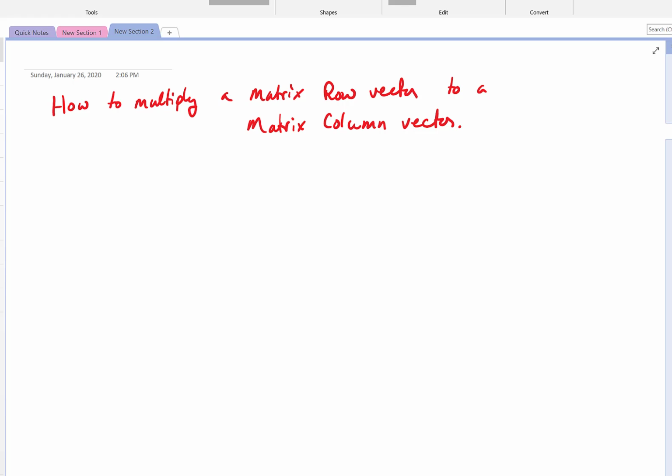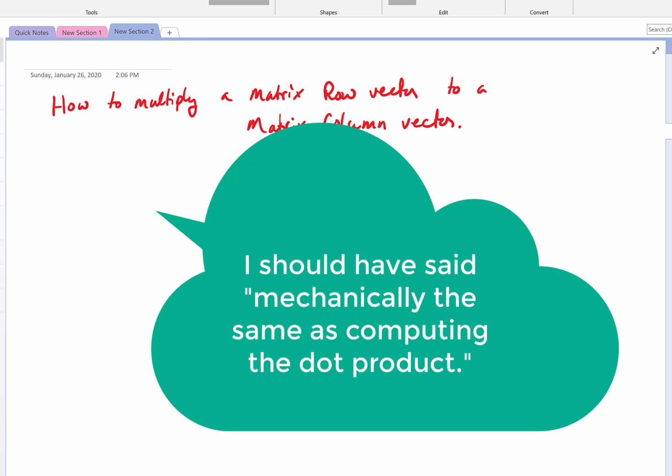So folks, in this video what I want to do is learn how to multiply a matrix row vector to a matrix column vector. It turns out that the process of matrix multiplication, which we've been alluding to, is really just a sequence of row and column vector multiplications. This procedure is going to seem very familiar for those of you who have done some work with vectors before, where this calculation is mathematically exactly the same as computing the dot product of two vectors of equal length.